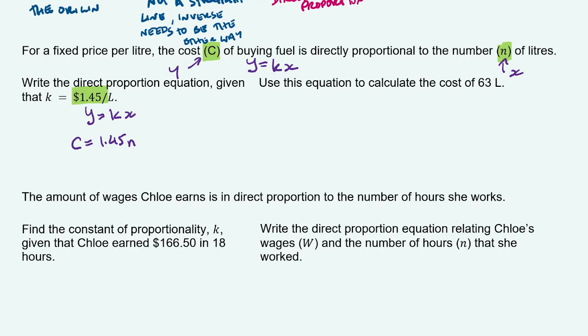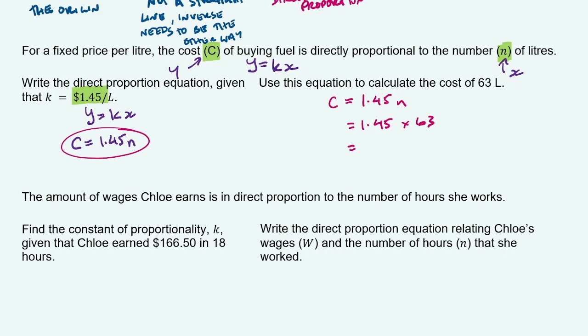Then we can use our equation to calculate the cost of 63 litres. So we go C equals 1.45 N. Well, we're going to replace the N because we know how many litres that is. And then we do all of our calculations.